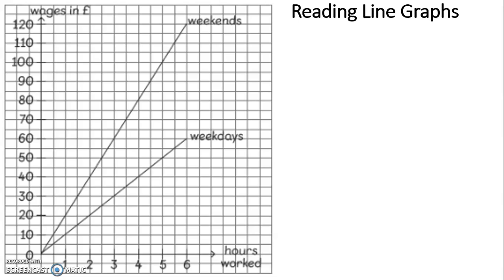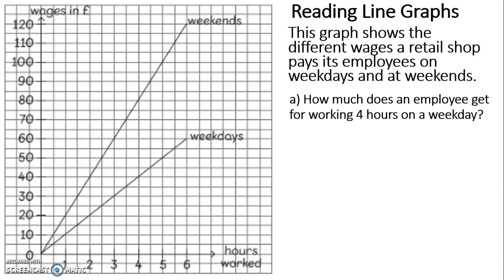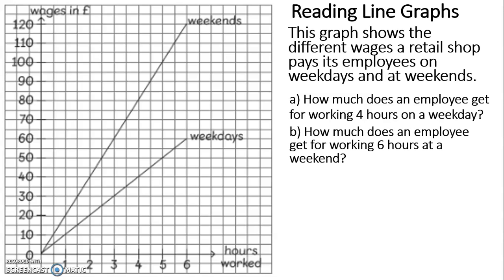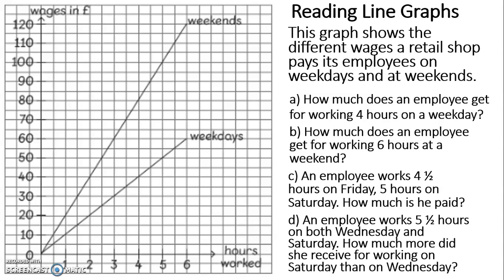One final graph. This time we have 2 lines. It shows the different wages paid by a retail shop to its employees on weekdays and at weekends. A. How much does an employee get for working 4 hours on a weekday? B. How much does an employee get for working 6 hours at a weekend? C. An employee works 4.5 hours on Friday and 5 hours on Saturday. How much is he paid? D. An employee works 5.5 hours on both Wednesday and Saturday. How much more did she receive for working on Saturday than on Wednesday?